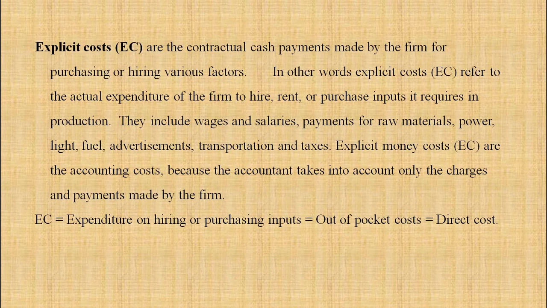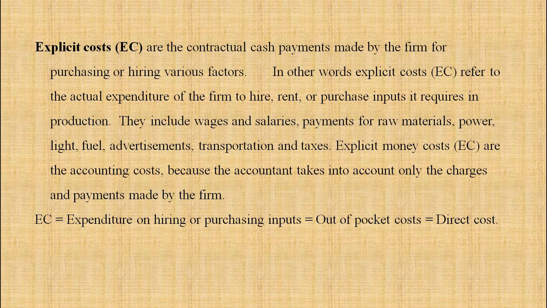Explicit cost, EC, are the contractual cash payments made by the firm for purchasing or hiring various factors. In other words, explicit costs refer to the actual expenditure of the firm to hire, rent or purchase inputs it requires in production. They include wages and salaries, payments for raw materials, power, light, fuel, advertisement, transportation and taxes.